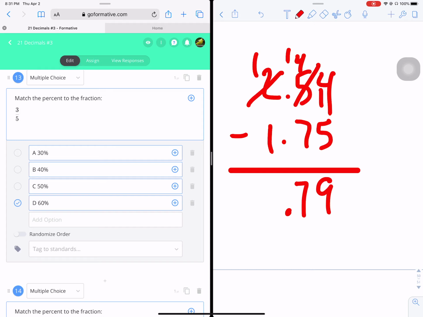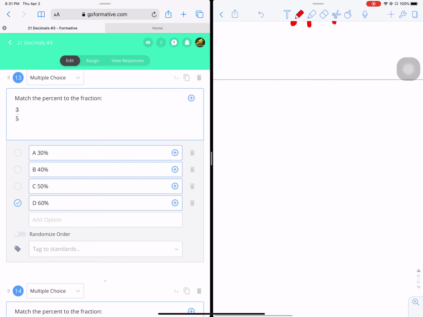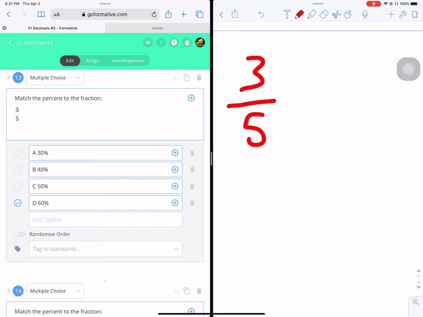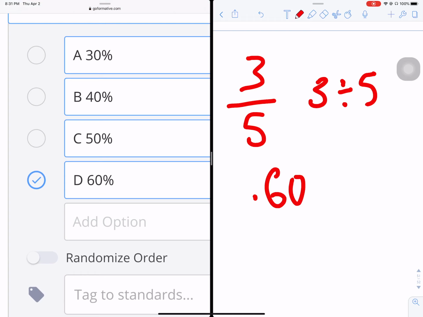Match the percent to a fraction. I did teach this in class. We actually memorized these. If you can't remember, just use a calculator. Remember, 3/5 is 3 divided by 5 in your calculator. It's going to spit out 0.60. Obviously the answer is not 0.60, it's a percent.